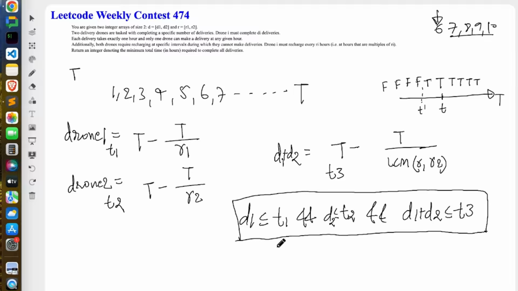If all these three conditions hold true, it means that by the time t, both drone number 1 and drone number 2 can make the delivery. Yeah, that's all about the explanation part, and we already discussed how to apply binary search, right? So if you have any difficulty, please write a comment.